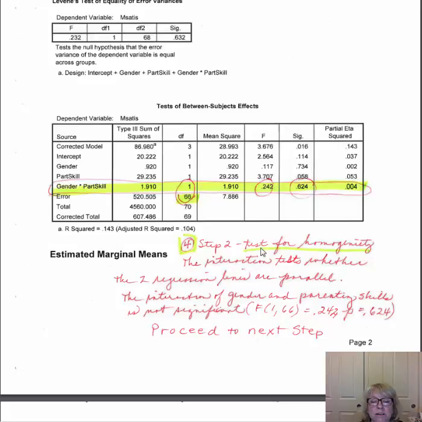In this case, this test of homogeneity of regression, the interaction, tests whether the 2 regression lines are parallel. The interaction of gender and parenting skills is not significant. F with 1 and 66 degrees of freedom is 0.242, and the probability is 0.624. This is not significant, so we can proceed to the next step.